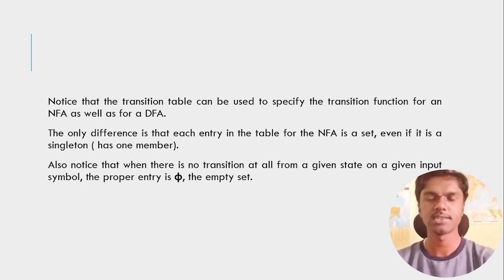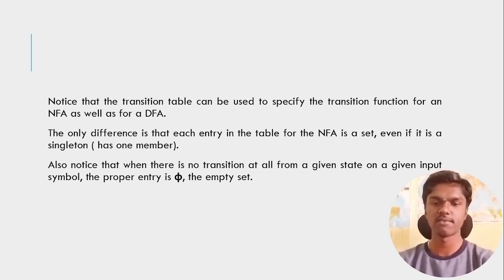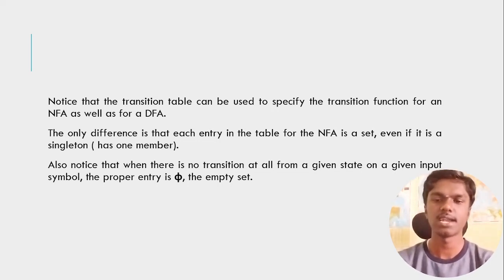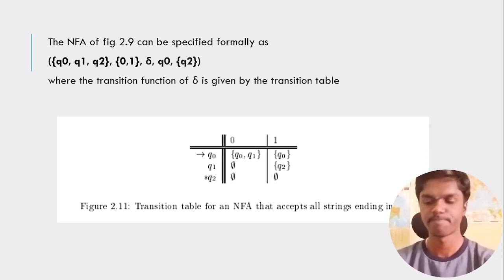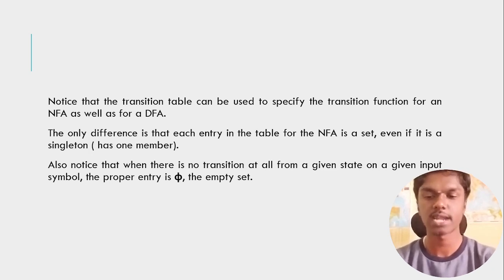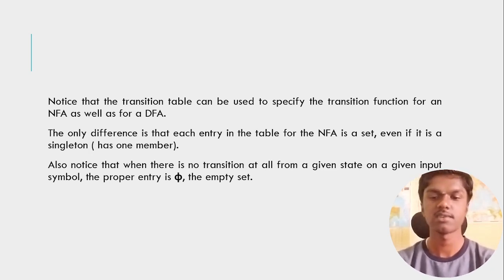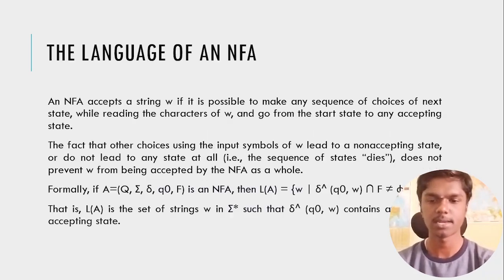You can notice that the transition table can be used to specify the transition function for an NFA as well as for a DFA. The only difference is that each entry in the table for the NFA is a set, even if it is a singleton and has only one member. Also notice that when there is no transition at all from a given state on a given input symbol, the proper entry is φ, the empty set, as we have for δ(q1, 0), δ(q2, 0), as well as δ(q2, 1).